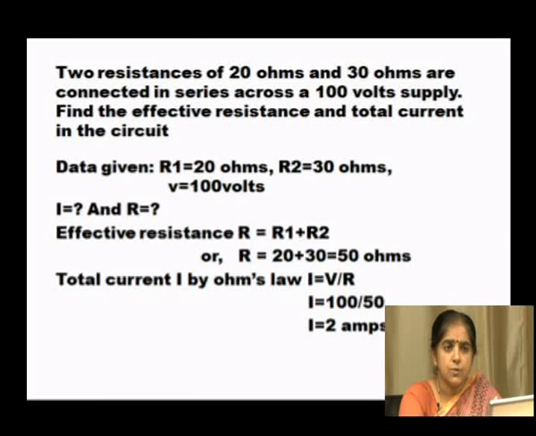So, the total current I is given by Ohm's law, that is I is equal to V divided by R. Therefore, the value of V is equal to 100 volts and the effective resistance is equal to 50 ohms. So, I is equal to 100 divided by 50, I is equal to 2 amperes. In this way, we can find out the effective resistance as well as total current in the circuit.